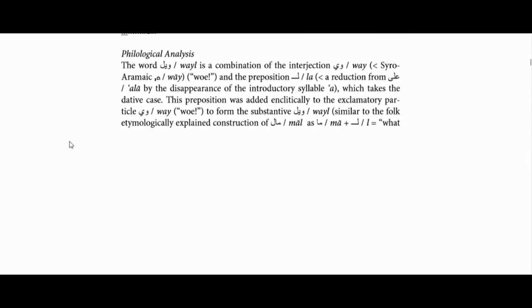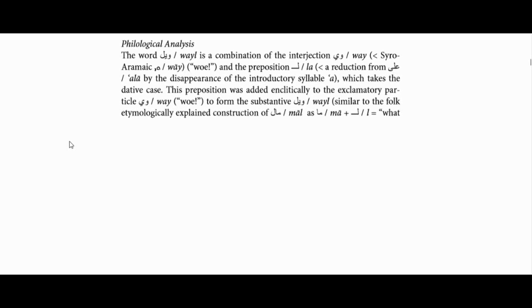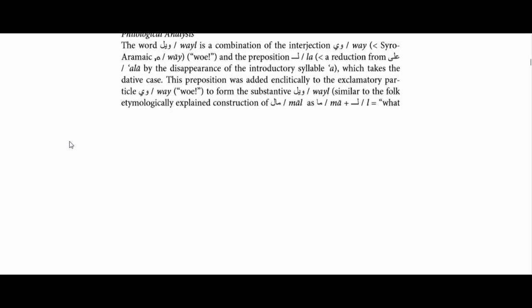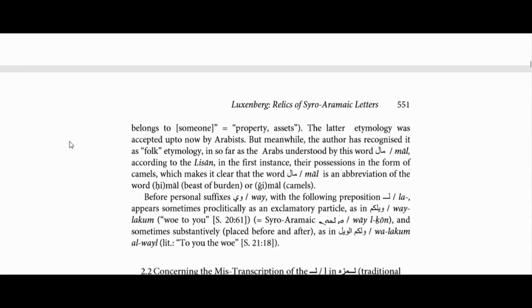Philological analysis. The word wail is a combination of the interjection way, Syro-Aramaic way or wo, and the preposition la, which is a reduction from Allah, by the disappearance of the introductory syllable ah, which takes the dative case. This preposition was added enclitically to the exclamatory particle way to form the substantive wail, similar to the folk etymologically explained construction of mal as ma plus l, what belongs to someone, property, assets.